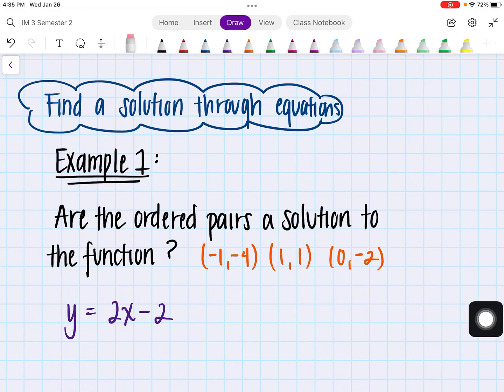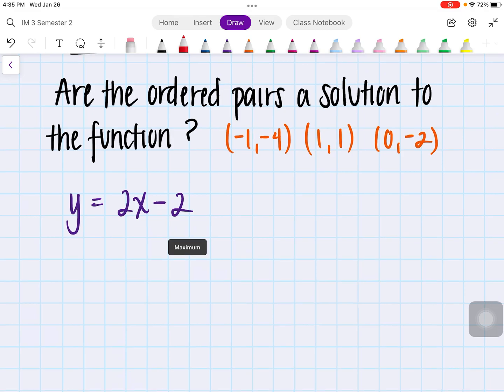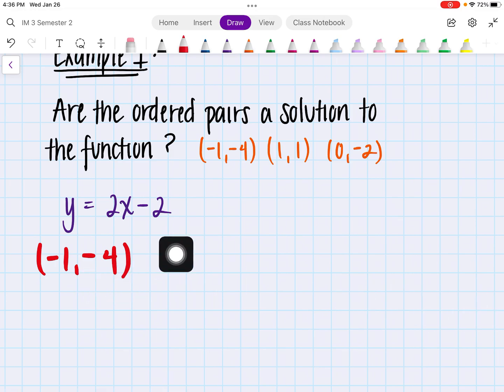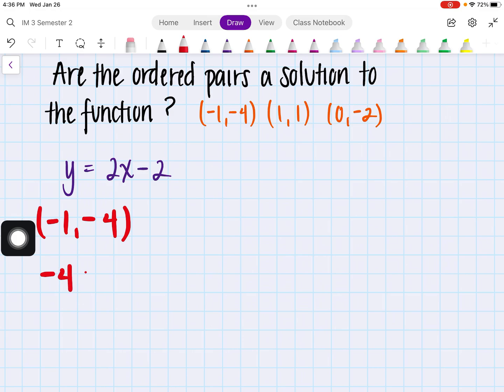Now in order for us to determine if something is a solution to an equation, we do need to do substitution. So starting off with the first one guys, with -1 comma -4. In order for me to determine if this point is a solution to the equation, we're going to do basic substitution. Wherever I see a y in this case, I'll be writing a -4, and wherever I see an x, we'll be doing -1. So I have -4 equal to 2 times a -1 minus a 2.